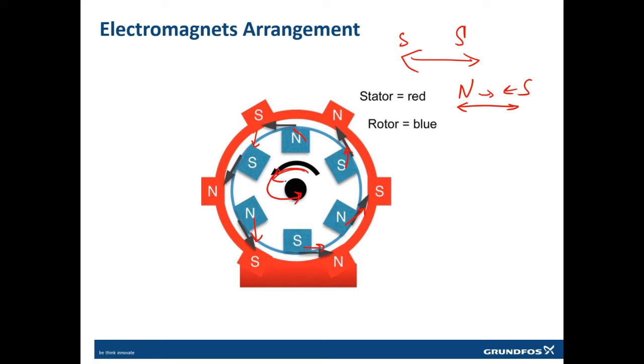But you can ask me, what will happen if this south comes exactly in front of this south, this north comes exactly in front of this north, and this south comes exactly in front of this north? What will happen after that? This motor will stop. Yes, you are right, this motor will stop at this point. So what we do is always rotate the magnetic field around in the stator. That means there is a rotating magnetic field.